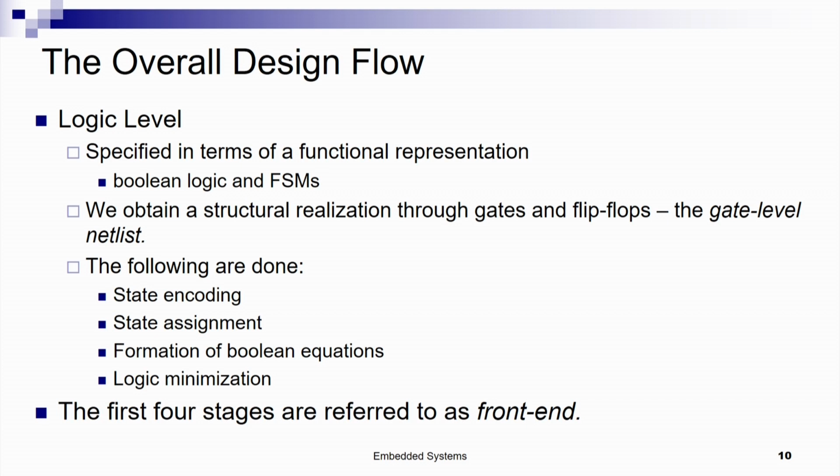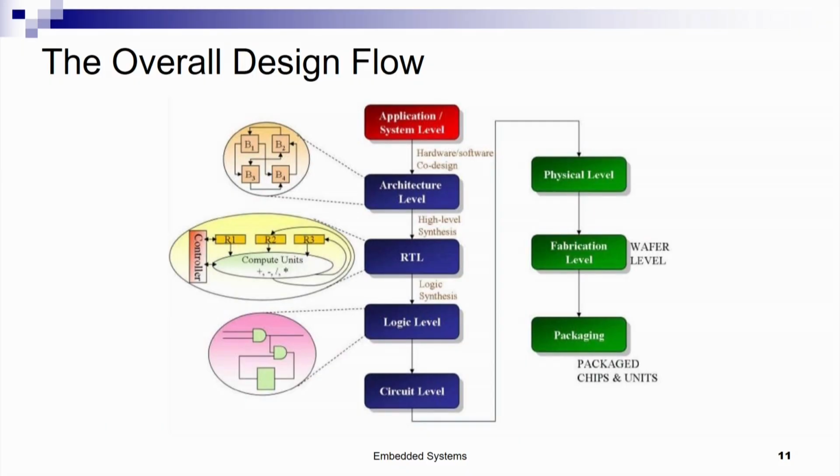These first 4 stages of the design are called the front end. So, the application level, the architectural level, the RTL level and the logic level, these are the front end of the design, and then comes the back end, which is the circuit level, the physical level, the fabrication level and the packaging. So, these are the back end of the design.